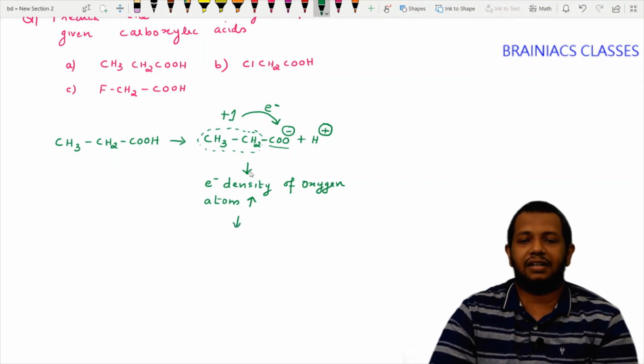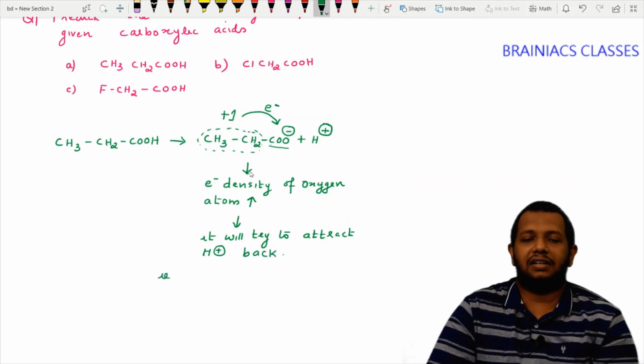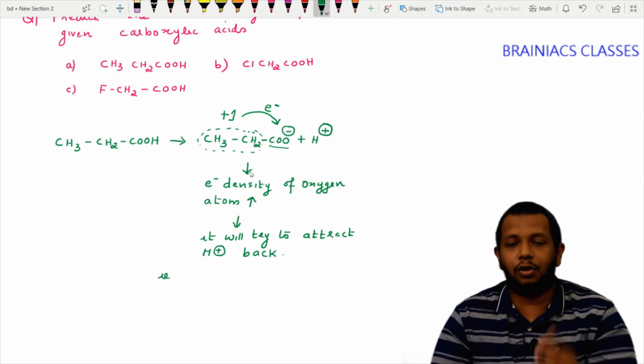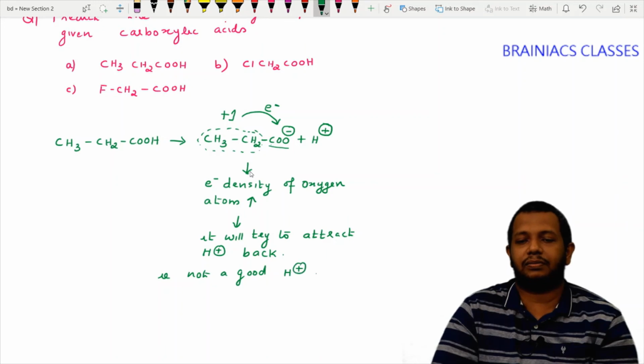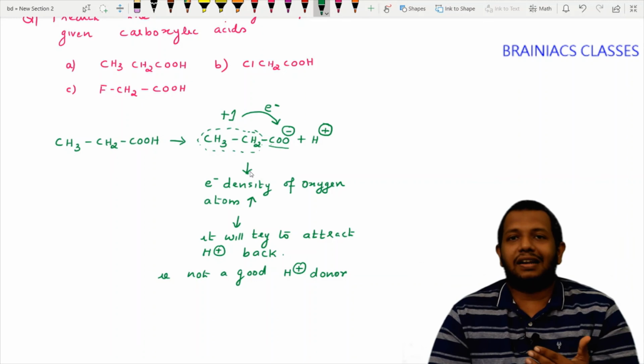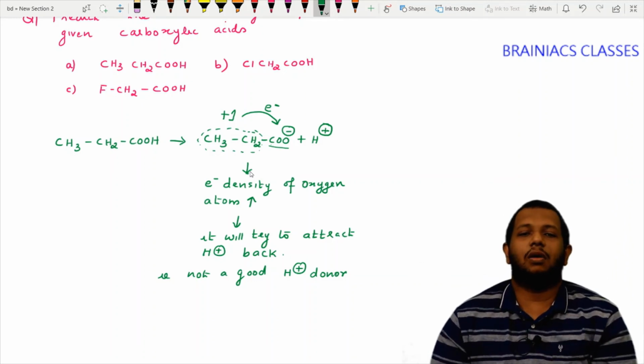As a result, it will try to attract the H plus back. That is, it is not a good H plus donor. Okay. All these are relative comparisons. So I can say this is the first conclusion. Now let's take the second one.